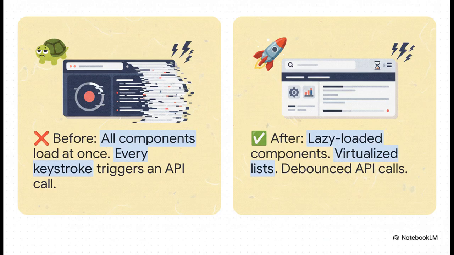Now look at the after column. This is our optimized world. We're lazy loading the heavy components. We're using a virtual scroller, so we're only rendering maybe 15 items at a time. And we've debounced that search input so the API call only fires when the user actually stops typing. See? We've used the exact techniques we talked about to solve each specific problem.